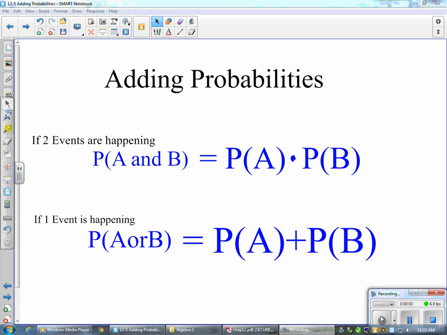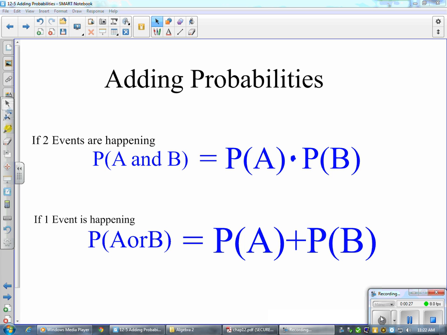Hello. Today we're talking about adding probabilities. Now, I want to go over real quick: if two events are happening, then the probability of A happening first, then B happening, is where you multiply the probabilities together. First A has to happen times the probability of B happening.